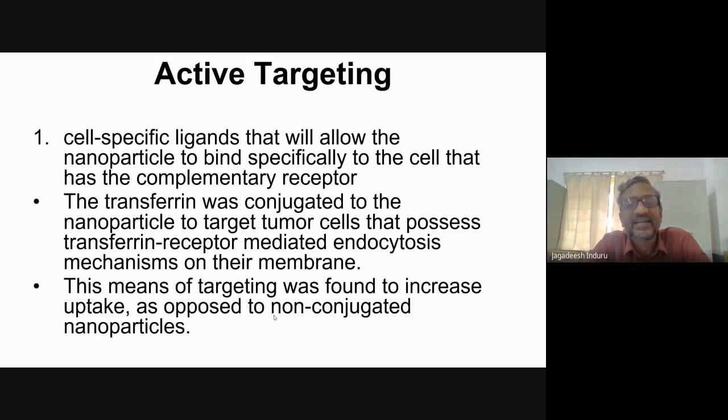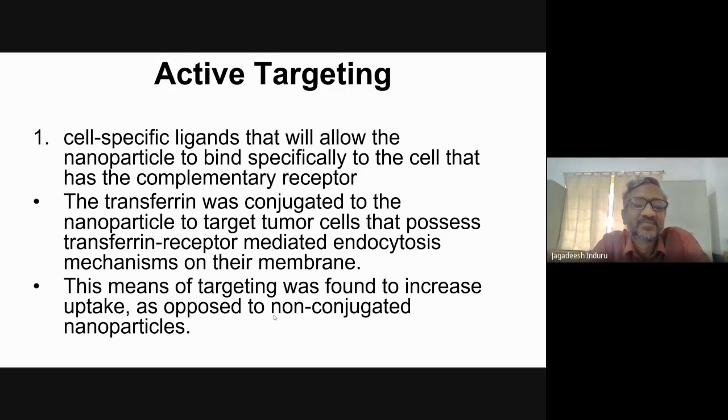So the specificity takes the drug to the particular receptor which is present in the target organ, so that you will have active targeting taking place. For example, if you take transferrin conjugated to the nanoparticle, to target tumor cells that possess the transferrin receptor mediated endocytosis mechanism on their membrane, the drug will be taken internally into the intracellular membrane by using this transferrin receptor mediated endocytosis. So it will be taken up specifically by this transferrin system, and it will reach the tumors.